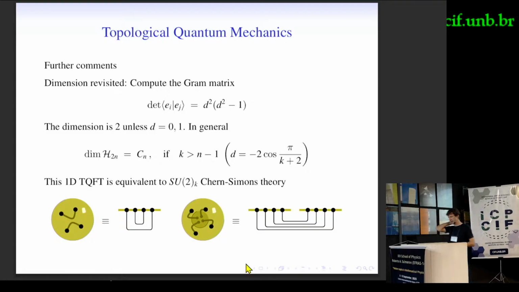Well, one observation: this is basically my construction of quantum mechanics, a one-dimensional TQFT, but it's actually the same as SU(2)_k Chern-Simons theory, and I just gave you an example of how you can learn something about Chern-Simons theory by just playing with these one-dimensional diagrams, right? Just this computation, for example, knows about the connection of Chern-Simons theory and Wess-Zumino-Witten theory.